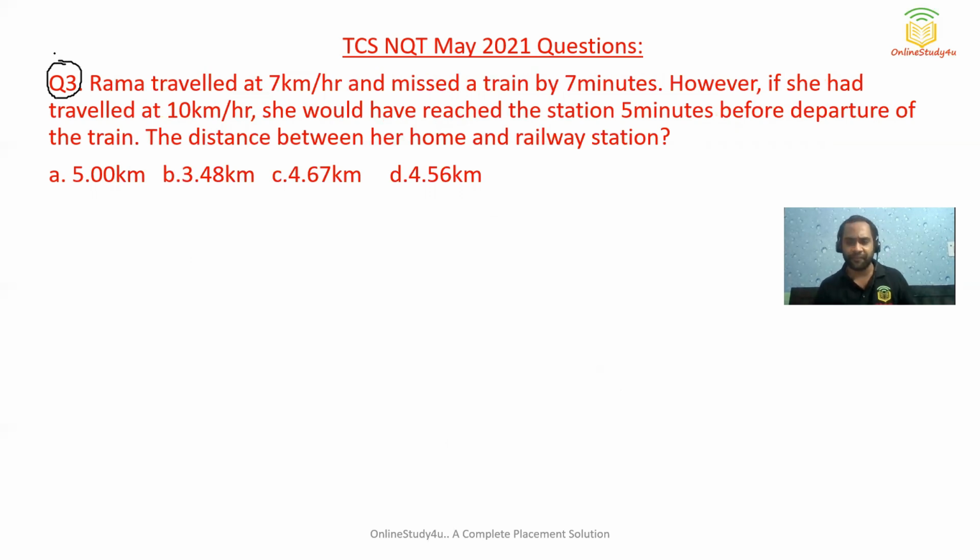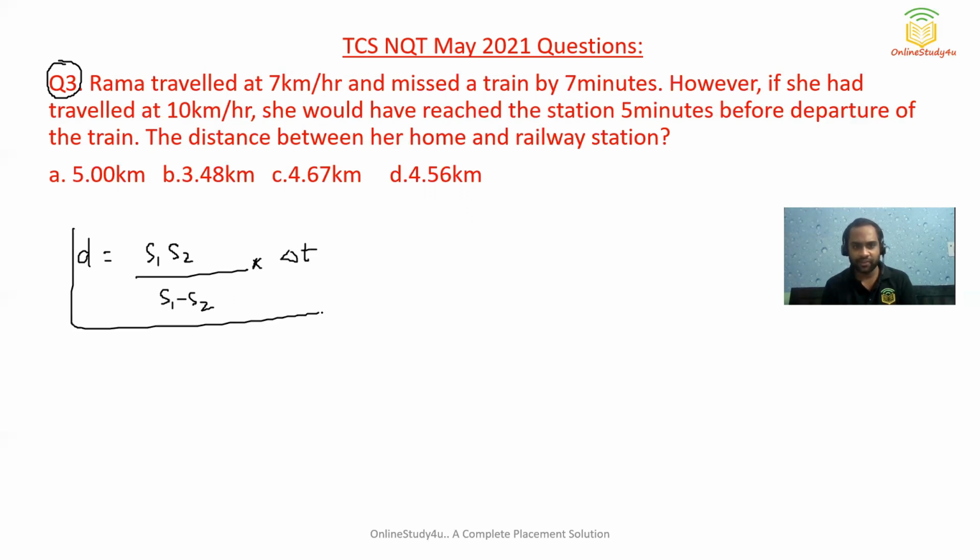Question number 3 is a very good question, but I will tell you one formula. Using that formula, you will be able to do it very fast. First let me write the formula and then explain the things. Then I will directly solve the question. The formula is: distance = S1 S2 divided by (S1 minus S2), into delta T. This is the formula we have to use for this kind of question.